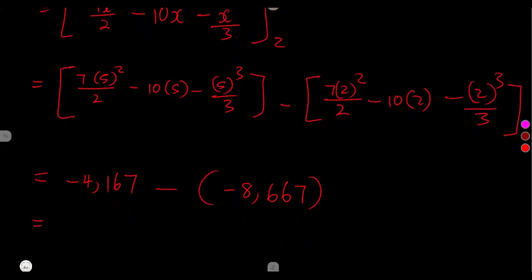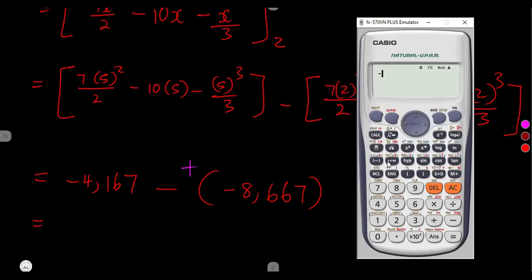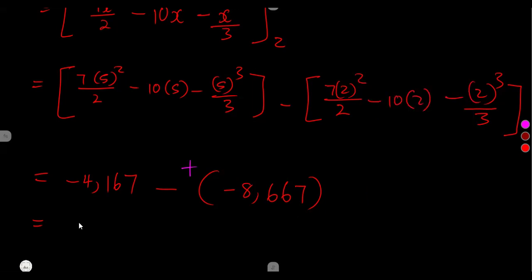we are going to have a negative here, which is what? Positive. Or you can just do this on your calculator: negative 4.167 plus, it's going to be plus that one, 8.667. All right, so this is going to give us what? 4.5 according to our simplification. So that's 4.5 square units that we are going to have at the end.